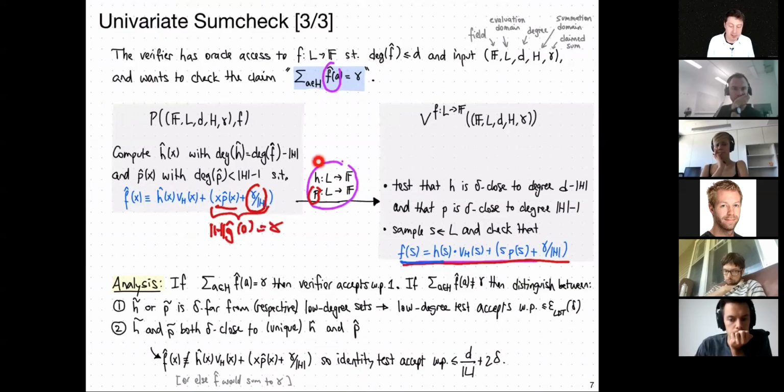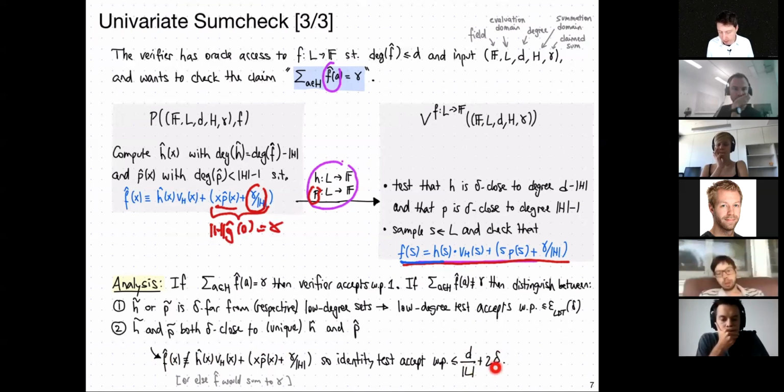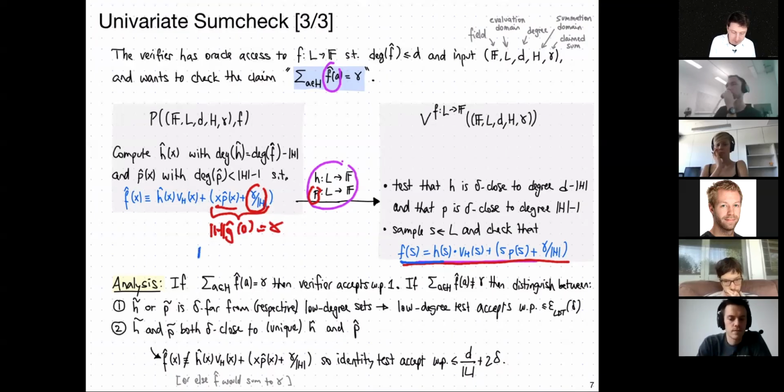Because maybe the prover doesn't tell us the exact polynomial, but because we tested it, we know that they're close to the right polynomial, right? So this is the error that comes from testing this identity, and this is the error that comes from the noise left over from being close to the corresponding low degree set. There's a question, and we take L to be order of D. Yes, so we take L to be order of D.